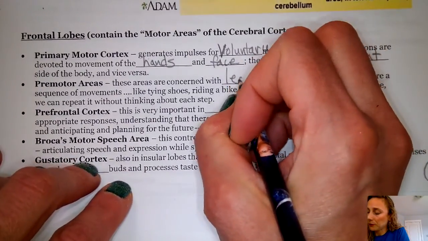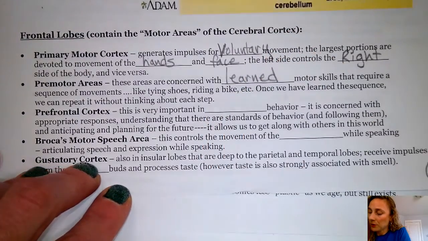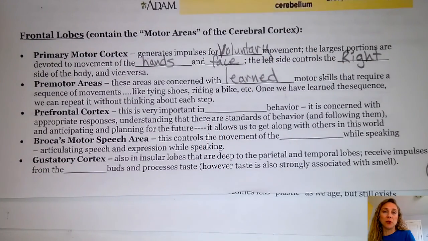Okay. So skills that require sequential movement, like tying shoes, riding a bike. Once we've learned the sequence, then we can repeat it, hopefully without thinking about every step. Okay.